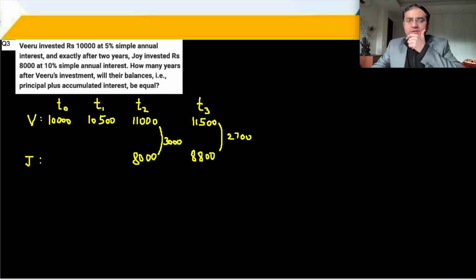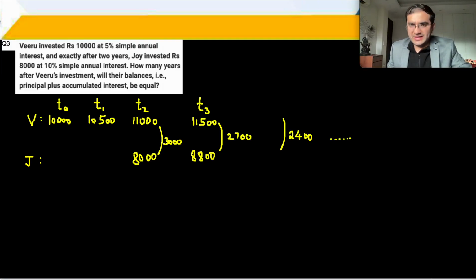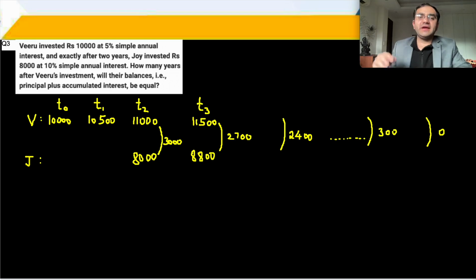The question is asking how many years after Viru's investment will their balances be equal? So this gap of 3,000 has become 2,700, then it will become 2,400, then it will become 2,100, and so on. It will keep reducing. At a point it will become 300, and finally it will become 0, and their balances will become equal. So we just need to find out how many years after Viru's investment will these values be equal. So we have to count the number of terms over here.